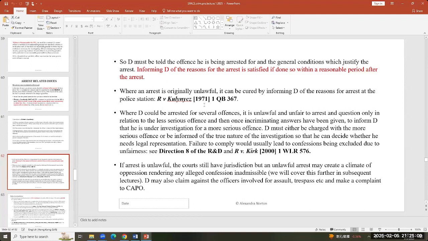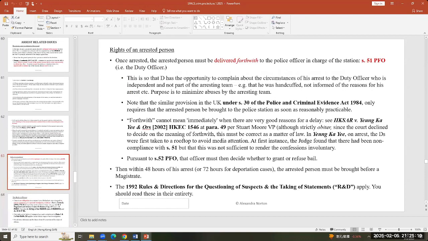So remember, courts still have jurisdiction, but there may be many other consequences which follow from an unlawful arrest or an unlawful search. When the person has been arrested, they must be delivered forthwith to the officer in charge of the station. That's Section 51 of the Police Force Ordinance.